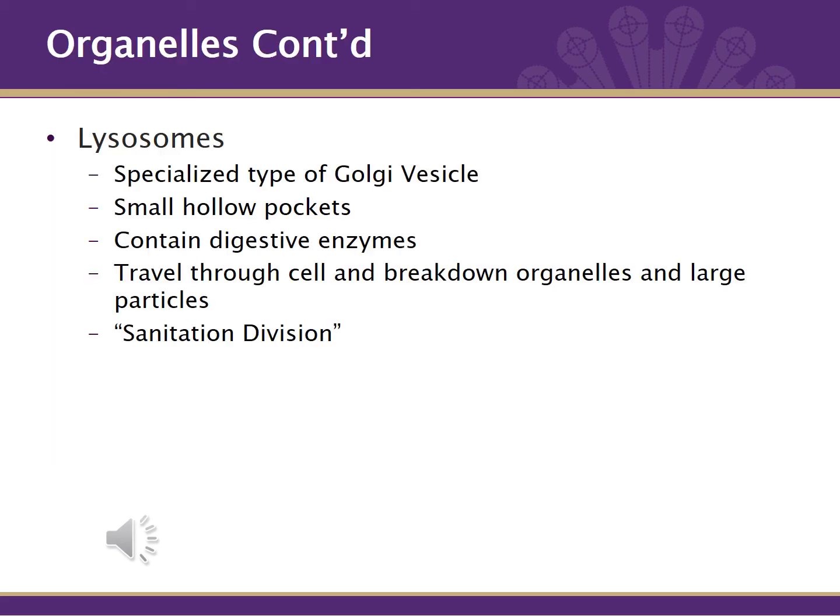Lysosomes are a specialized type of Golgi vesicle that travel around the cell and break down organelles and other unwanted particles. White blood cells use lysosomes to break down bacteria inside of a cell, and liver cells use lysosomes to release stored glucose into the blood. Lysosomes are small pockets or bubble-like structures that usually contain digestive enzymes or proteins that are capable of breaking other molecules down. There are about 50 types of proteins found in some lysosomes.